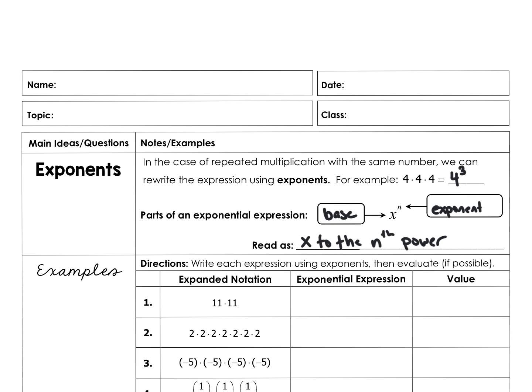As a side note, there are a couple of exponents that have special names for them. For example, if we had x with a little 2, we would say this is x squared. And then if it was an x with a 3, we would call this x cubed. So if you think of a square as 2-dimensional and cubes as 3-dimensional, x squared is the number twice, x cubed is the number 3 times.